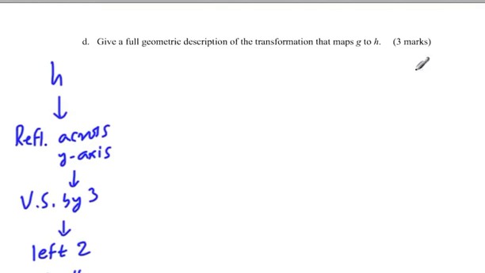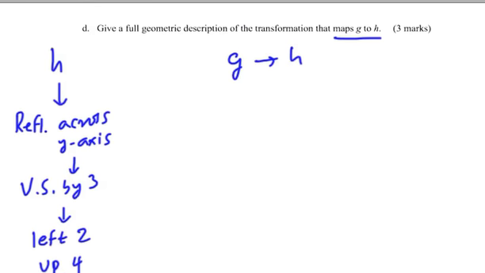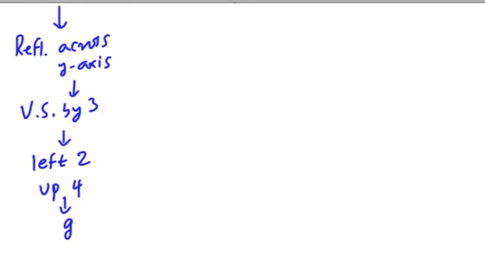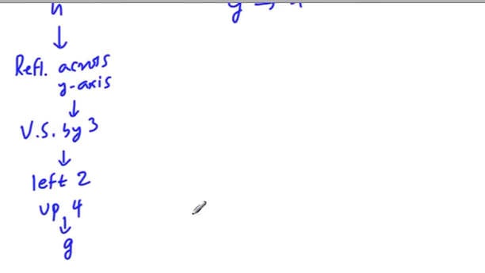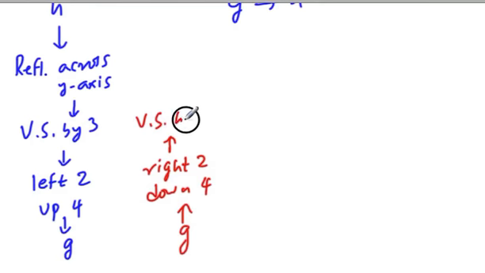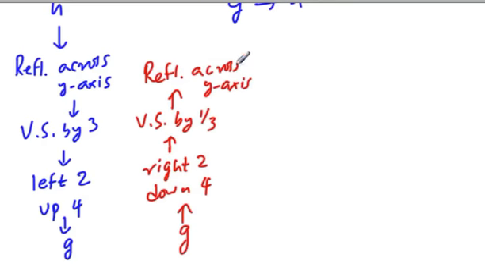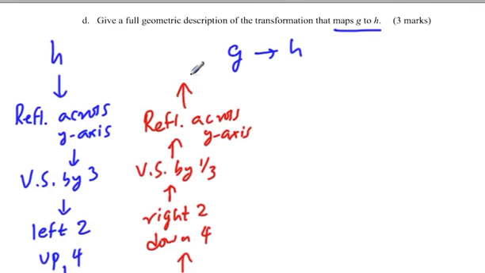So now our question is, how do we go from G to H? If we want to go from G to H, we just have to go backwards. So if I have to go backwards, in other words, I have to go right 2, down 4. If we previously had a vertical stretch by 3, now we have a vertical stretch by 1/3, and we just have to do the reflection again. Reflection across the y-axis, and that's how we get H.